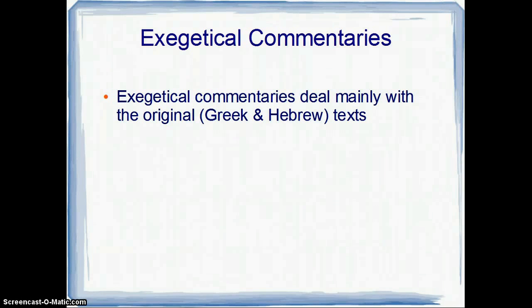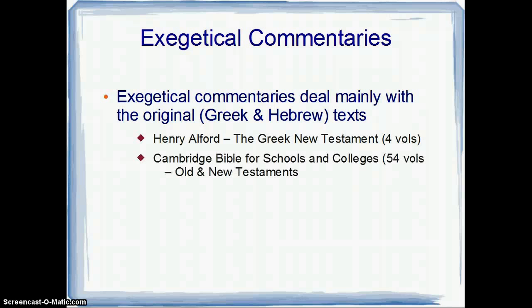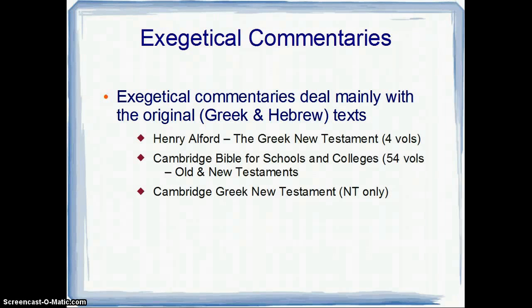what types of verbs mean and how they interact with each other in syntax and grammar. So my recommendations in this category would be Henry Alford, which is the Greek New Testament. That's 4 volumes. I would get the Cambridge Bible for Schools and Colleges. That is a 54-volume set, and it includes both the Old and New Testaments. Now, word of warning, the Cambridge has a little bit more liberal slant to it. However, it can still be good research and a good tool to use.